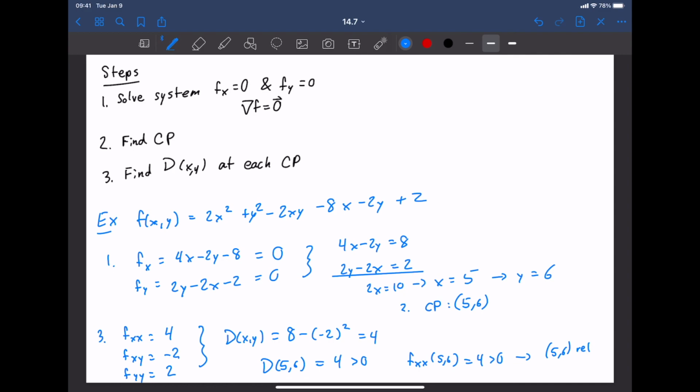So therefore, (5, 6) is a relative min. If they're both positive, it means we have a generally upward concavity kind of situation. And you could find the z coordinate of that function just by plugging it into f. You would get negative 24. But, you know, that's not really the point of the problem. The point of the problem is to see if you can follow through all those steps and get to the final answer. So those are the basics.